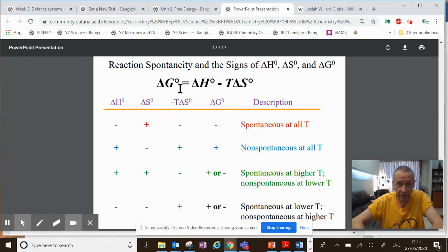Now, what we're looking at here is what will allow delta G to be negative. In other words, what will allow a process to be spontaneous? So we're predicting spontaneity here.